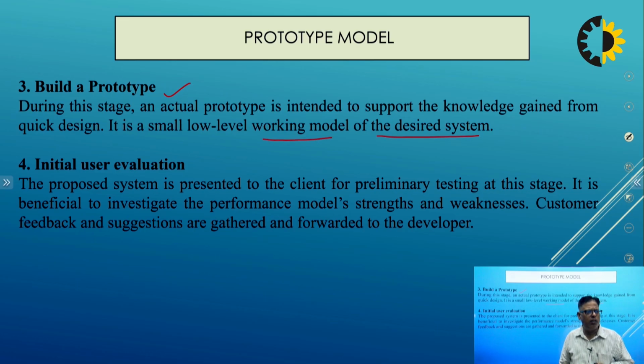Now the fourth phase of the prototype model is initial user evaluation. After completion of the prototype, we have to provide the quick model and dummy model to the customers for the customer's feedback and satisfaction. The proposed system is presented for preliminary testing. At this stage, it is beneficial to investigate the performance and strength of the model and find its weaknesses.